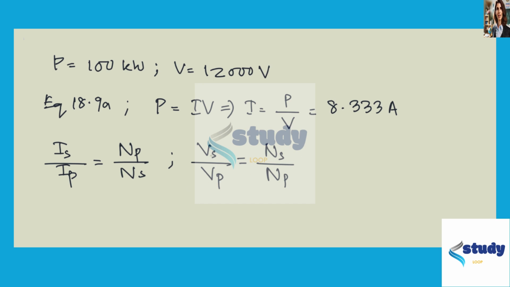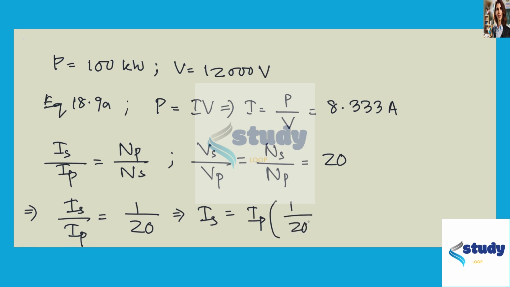Now Vs over Vp is given to be 20, which means that Ns over Np is also equal to 20. That means that Is over Ip will be equal to Np over Ns, and hence 1 over 20. Therefore Is will be equal to Ip times 1 over 20, and Ip is the one that we found here. So this is Ip, and this was obviously Vp, and therefore we substitute this value over here and find Is to be 0.4167 ampere.